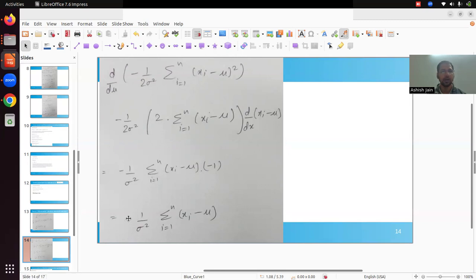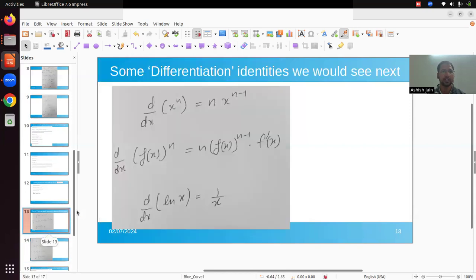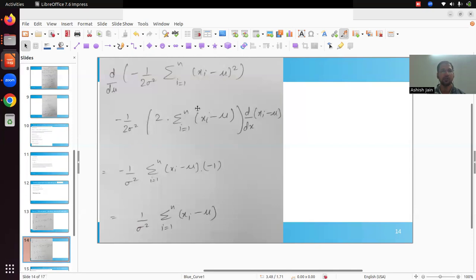Now, over here, if we look at this derivative, this is simple. We use these identities. This is an expression of mu, so this uses the second identity which was shown over here. We have an expression that looks like a function of mu. So we first solve the power, we take out the constant, we solve for the power, and then we solve for the f of x, which is xi minus mu.